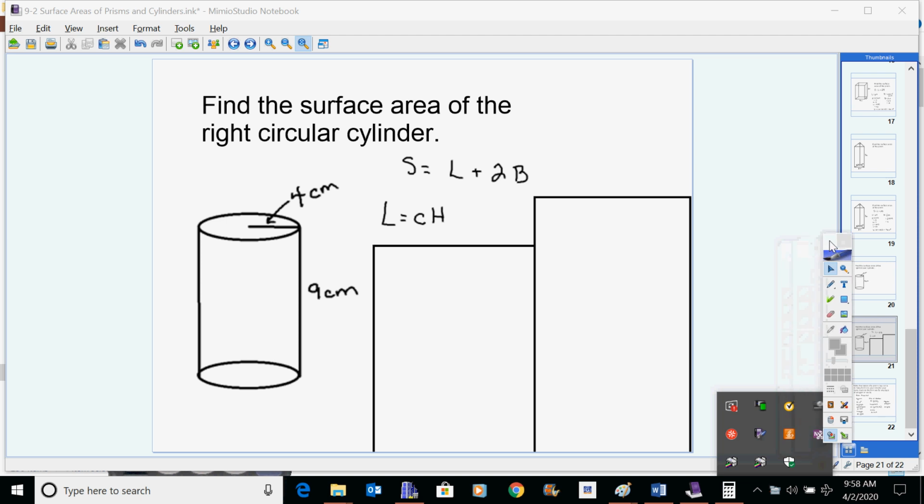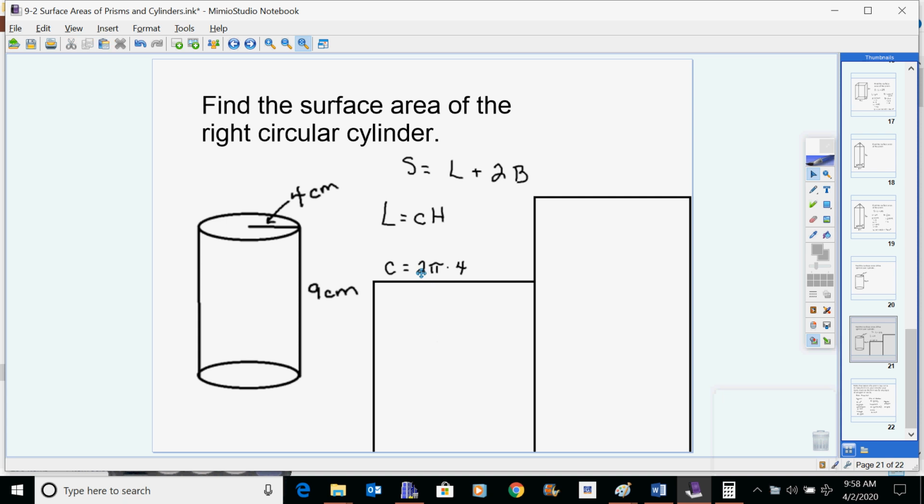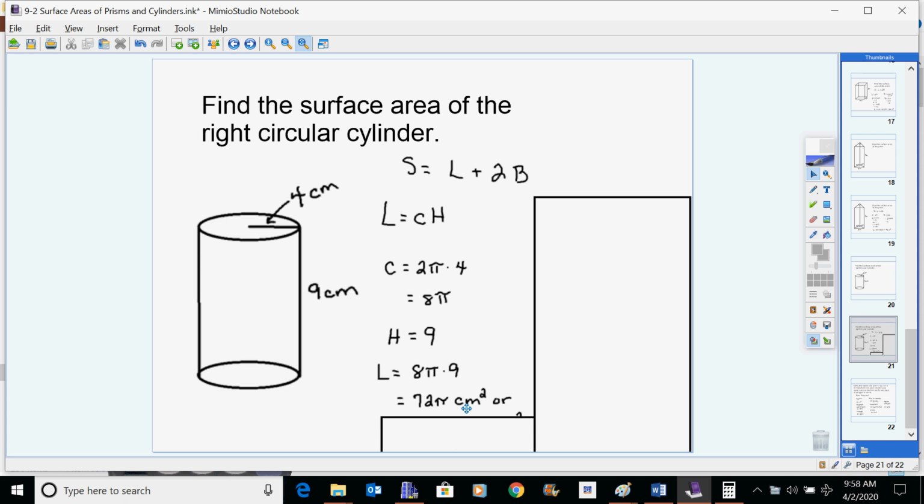So here we go. Back to this. The lateral surface area is the circumference times the height. So the circumference of the circle is 2 pi r. That's your formula. 2 times pi times 4, we have 8 pi. That's our circumference. So the height is 9. So we have 72 pi centimeters, or we can go ahead and get the approximate 226.2. We've done that part already. So you've got your lateral surface area.